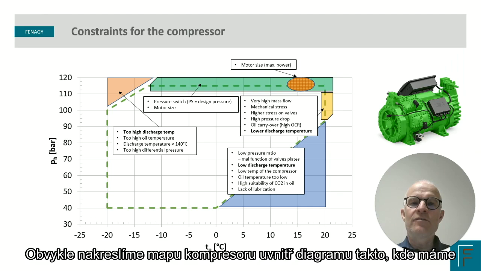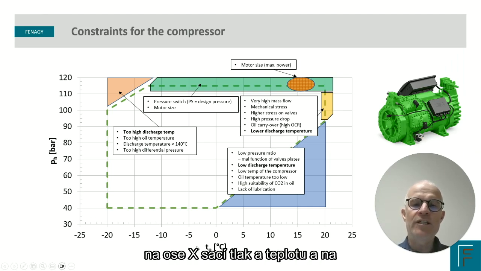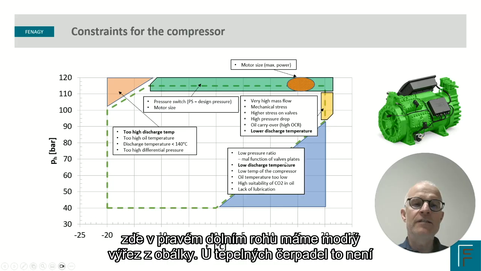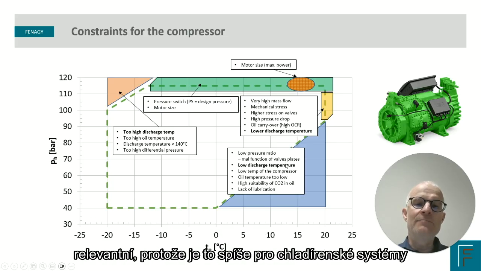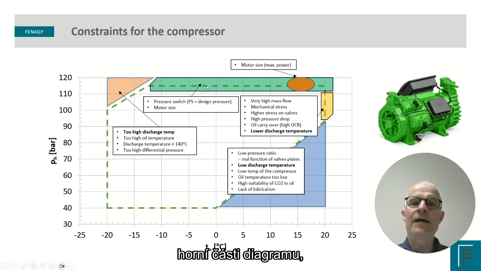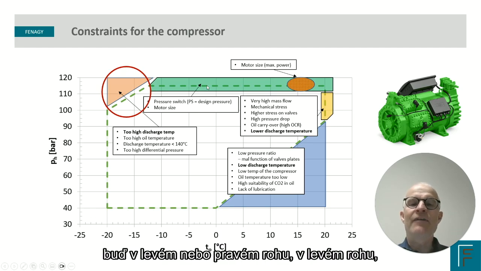Normally we draw the compressor map inside a diagram like this, where we have suction pressure and temperature on the x-axis, and discharge pressure on the y-axis. The green dotted line is the envelope, and we have some cutouts of the envelope. Down here in the lower right corner is not relevant for heat pumps, because it's more for refrigeration systems. Heat pumps always operate at very high discharge pressure, so we are up here in the upper part of the diagram, either in the left corner or the right corner.